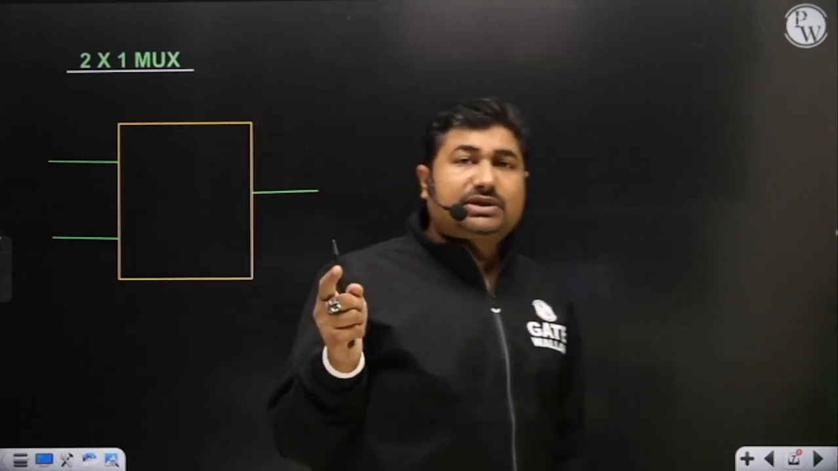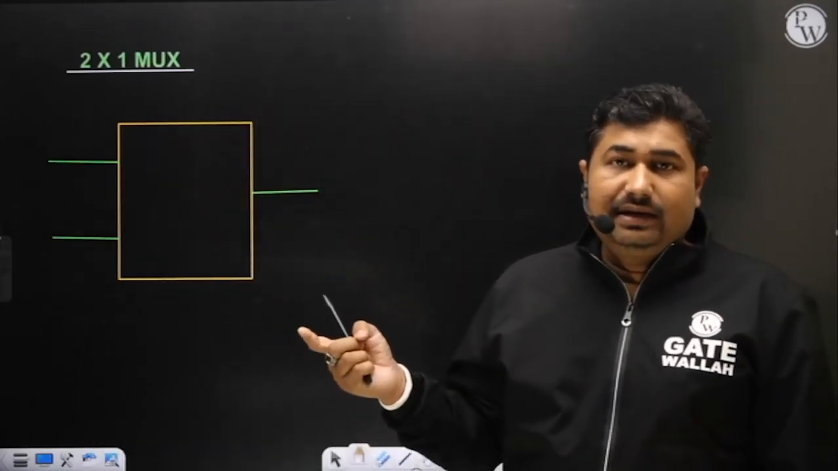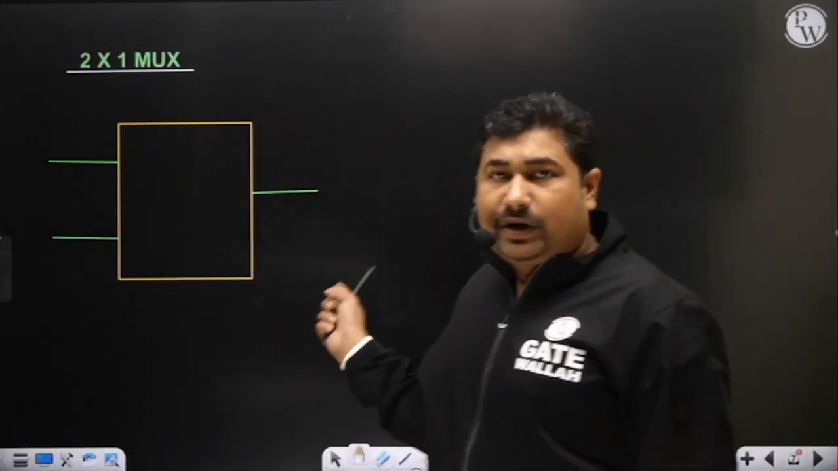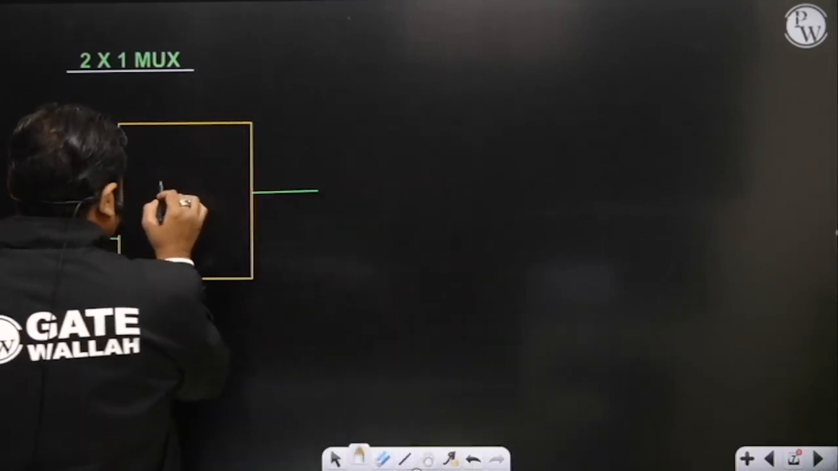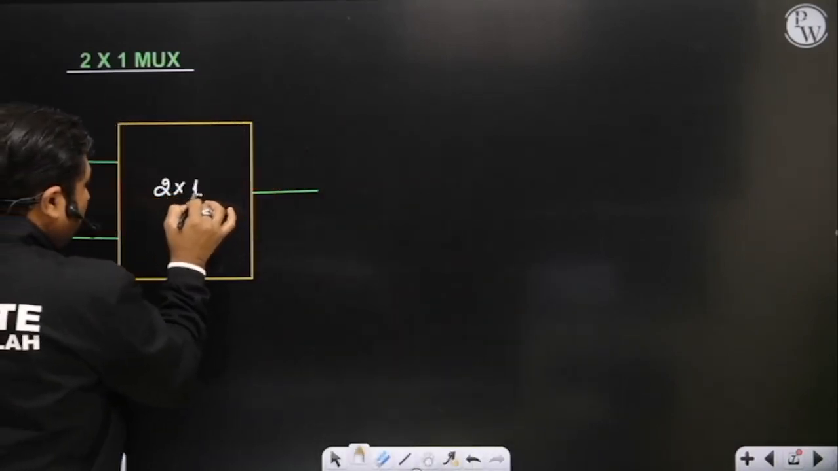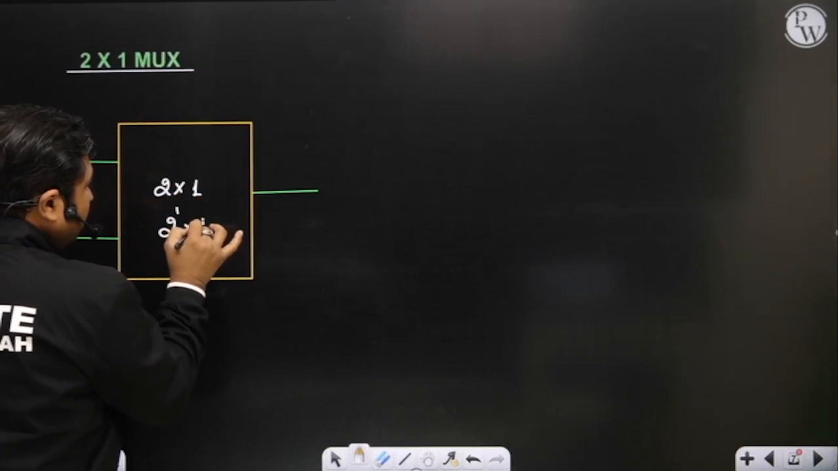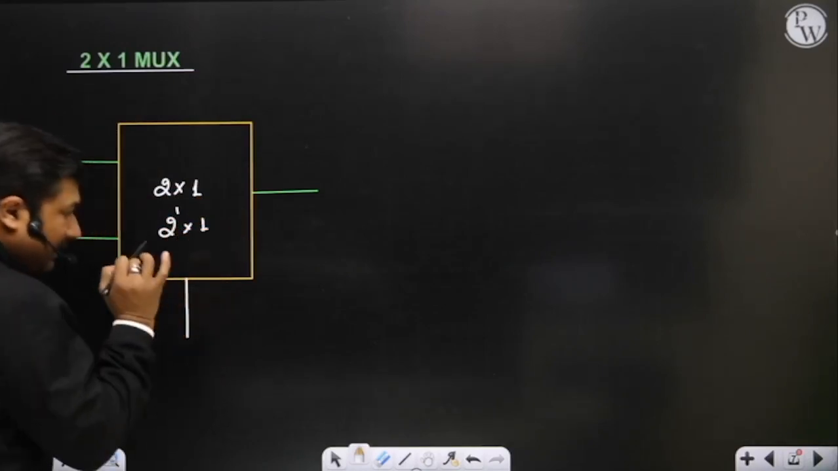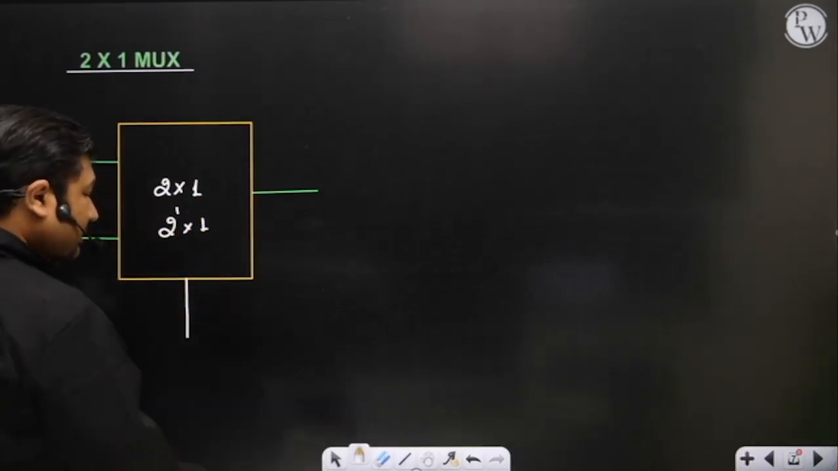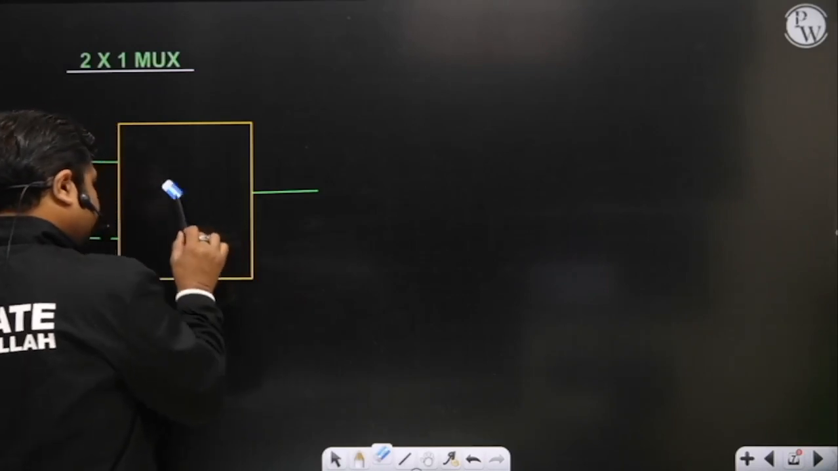Sir, M is equal to 2 to the power N. So M is 2, so N is 1. So how many select lines are there? Sir, only 1 select line. Great. So I am representing 1 select line. Is it okay? Yes, sir.